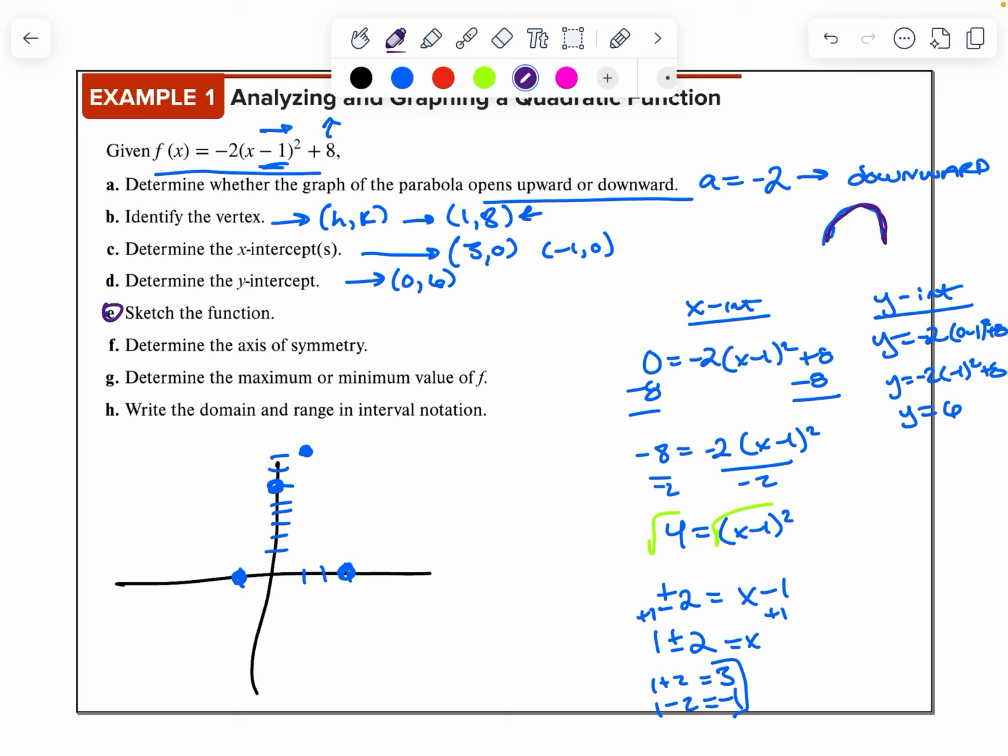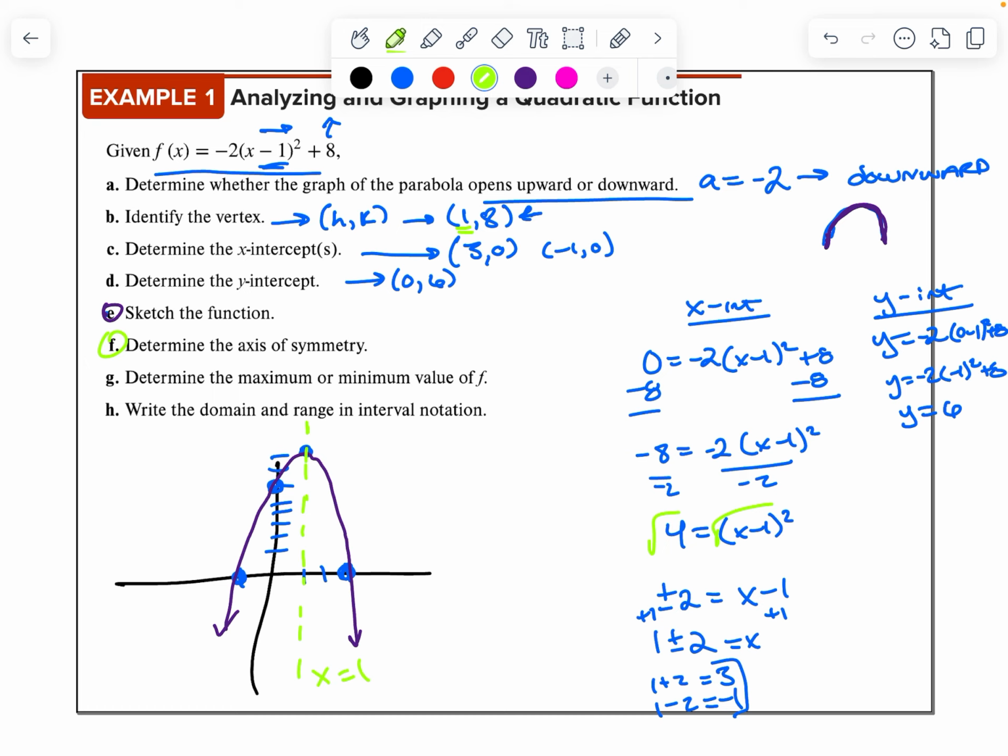Here's another feature of these quadratic functions. They always have an axis of symmetry. They're always symmetric right around that vertex. They're perfectly symmetric. And that line is the line x equals 1. It's always going to be x equals the x coordinate from the vertex. That's always going to be your axis of symmetry. Since the vertex is the highest or the lowest point, it's going to be symmetric around that point.